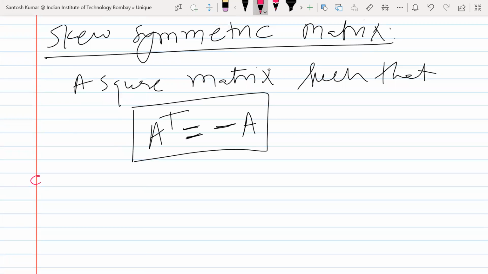Okay, so one such example I can write in 2 cross 2. See, we have to write the matrix in such a way that the transpose is equal to the negative. So first of all, the first row will be the negative of the first column.